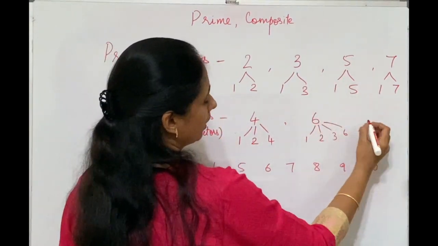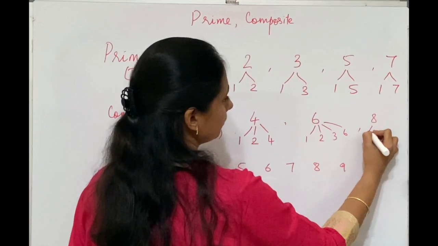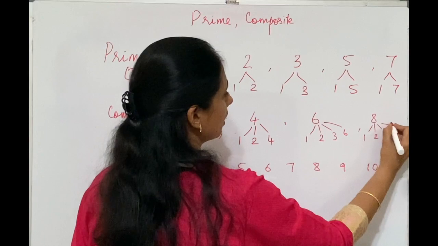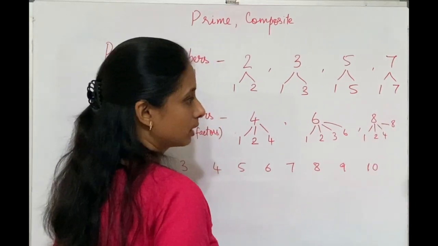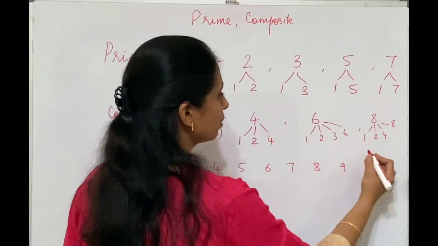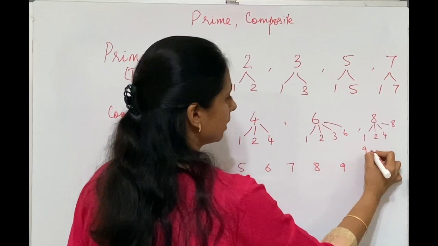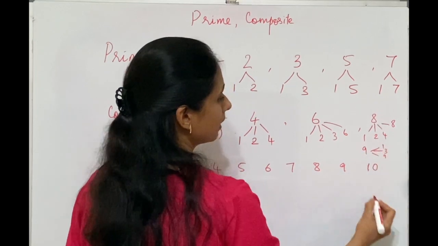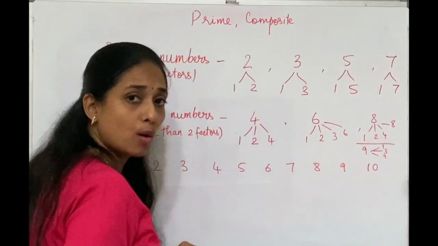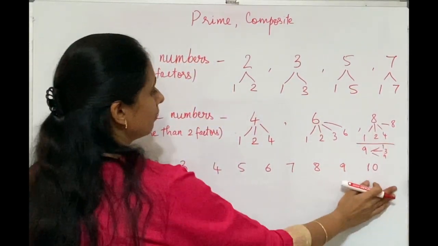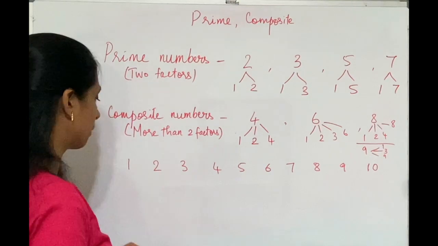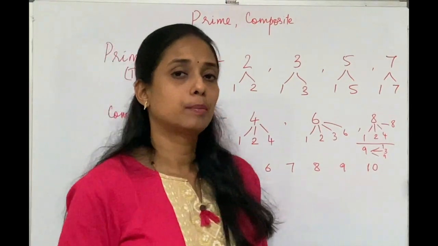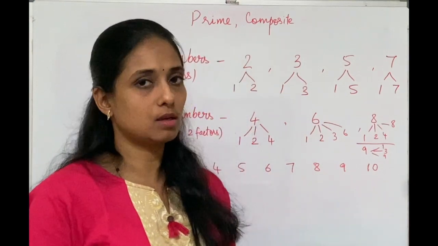Okay, 7 we have written here. 8: 1, 2, 4 and 8. So it is a composite number. What about 9? What are the factors? 1, 3 and 9. So 9 is also a composite number. So now I have written down all the numbers from 1 to 10. So let us circle the prime numbers and cross the composite numbers.